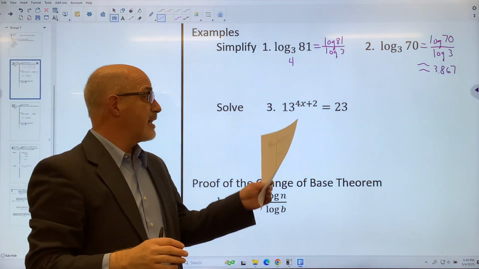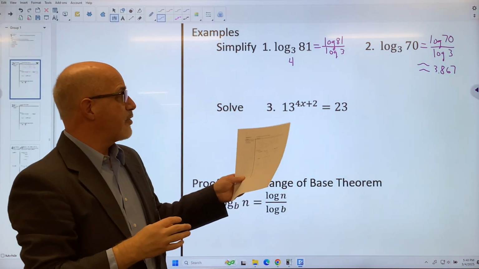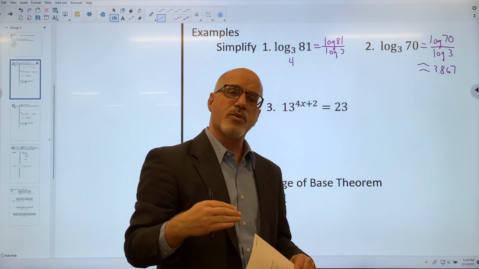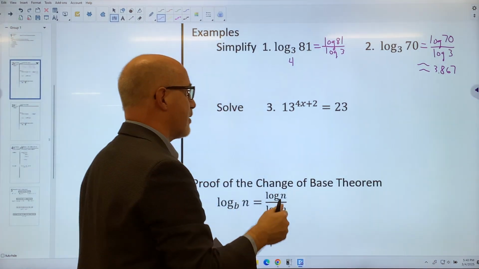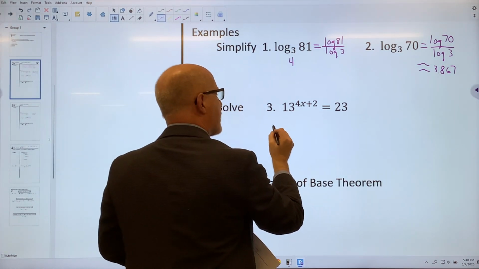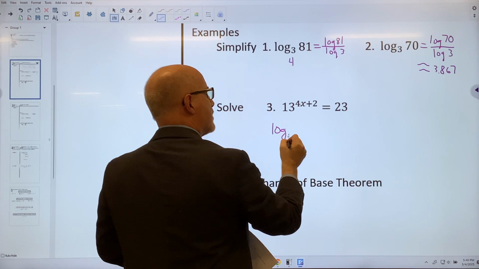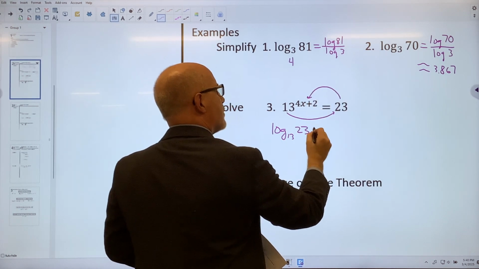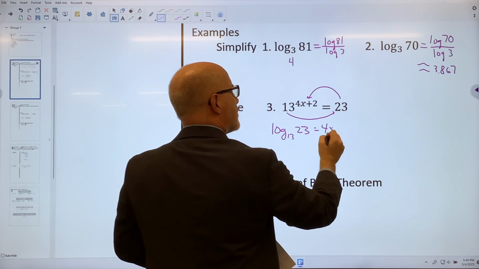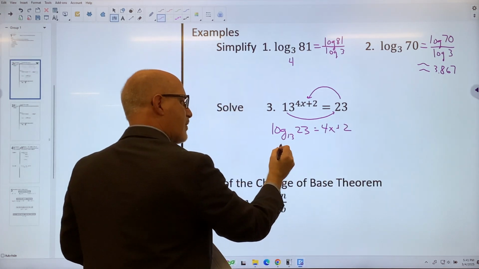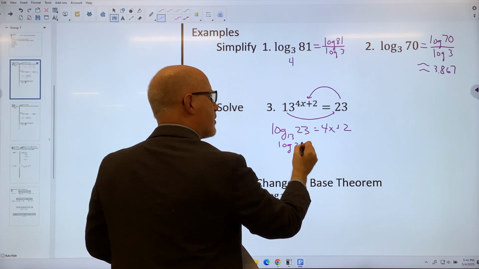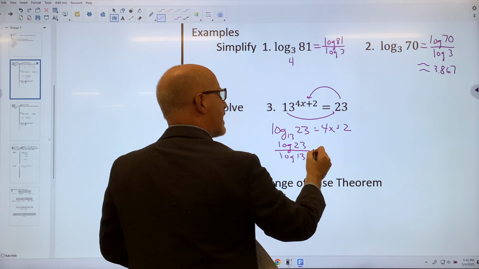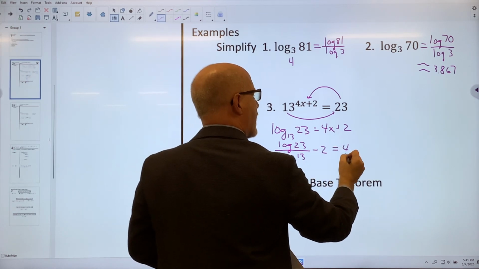So now I'm going to take this problem here, which has 13 to a power equal to 23, and I'm going to go ahead and convert it into a logarithm and then use my change of base theorem. So if I convert it into a log, I'm going to go with log base 13 of 23 is equal to 4x plus 2. Now let's convert this into log of 23 over log of 13, and let's subtract that 2 from both sides, equals the 4x.